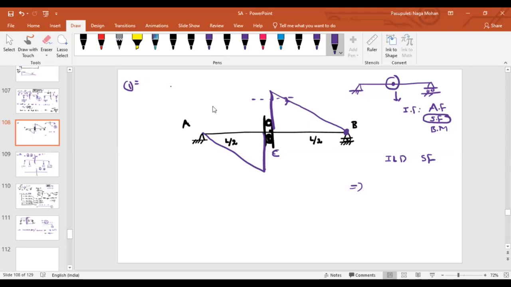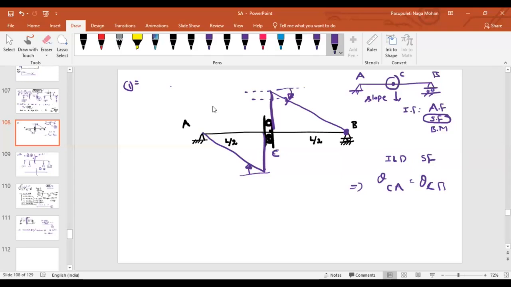That means at this point, the slope will be the same. Let us say if this is C, this is A and this is B, as that is the internal point, the slope of CA will be equal to the slope of CB. For that, you can check here. See, if I find the slope here, it is in the clockwise direction. If I find the slope here, again, it is in the clockwise direction.